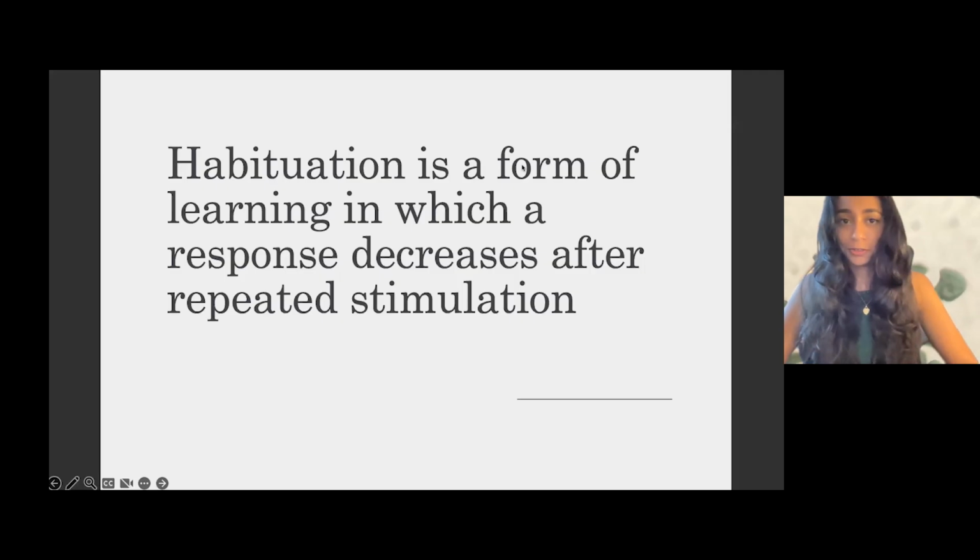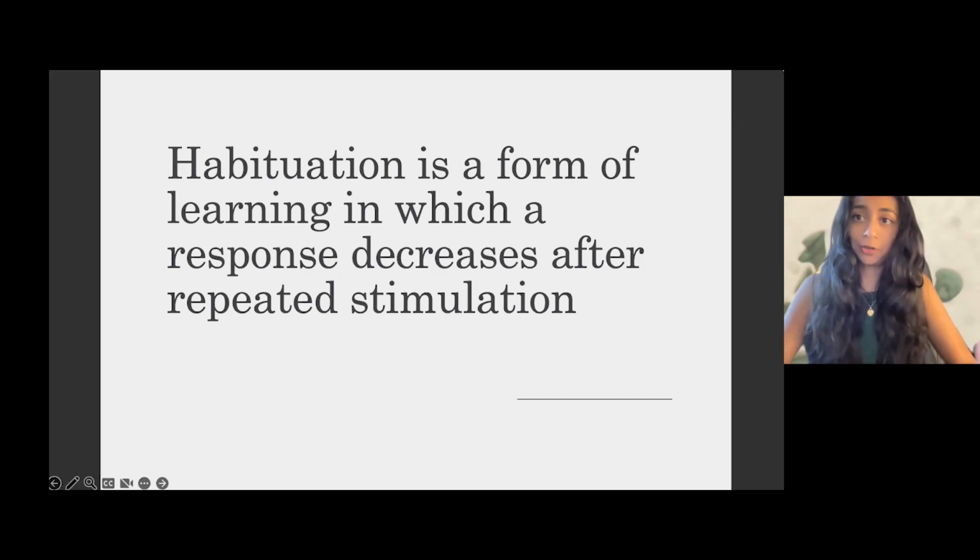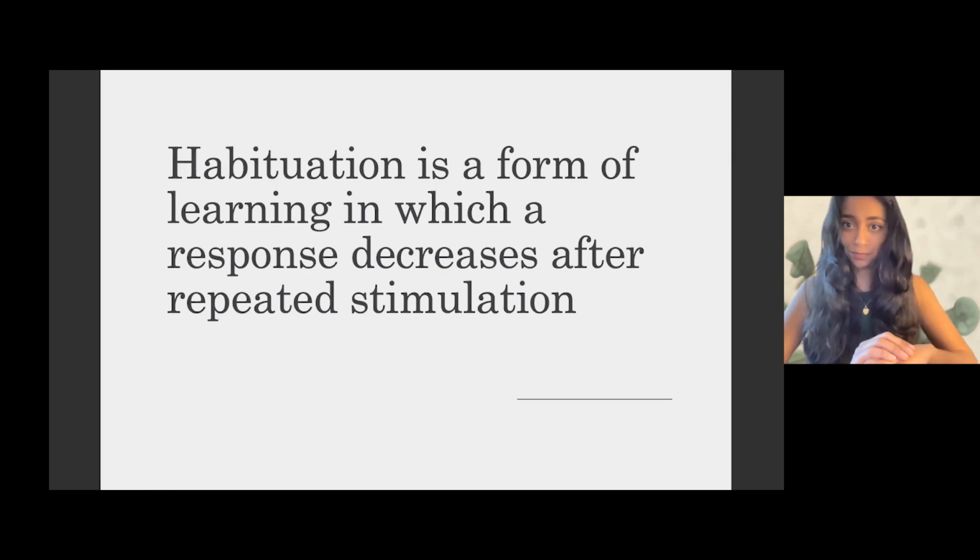So you probably notice the feeling of your clothes on your skin when you put them on in the morning. But over the course of the day, you likely learn to ignore them because you have more important things to focus on, like these mini medical school talks. And what you've just experienced is a form of learning called habituation. So habituation is a form of learning in which a response decreases after repeated stimulation. And in your case, the repeated stimulation was the rubbing of fabric against your skin.